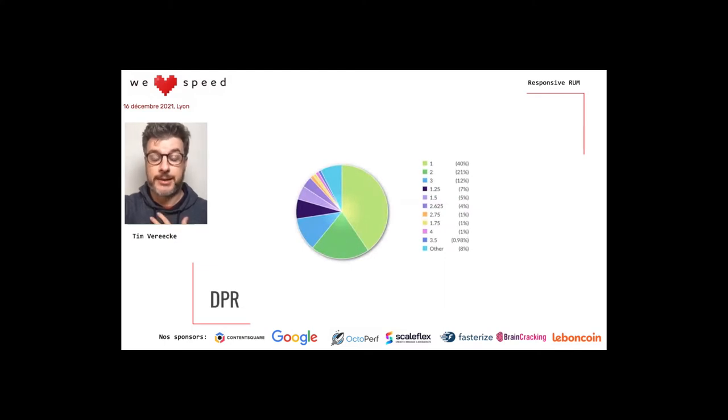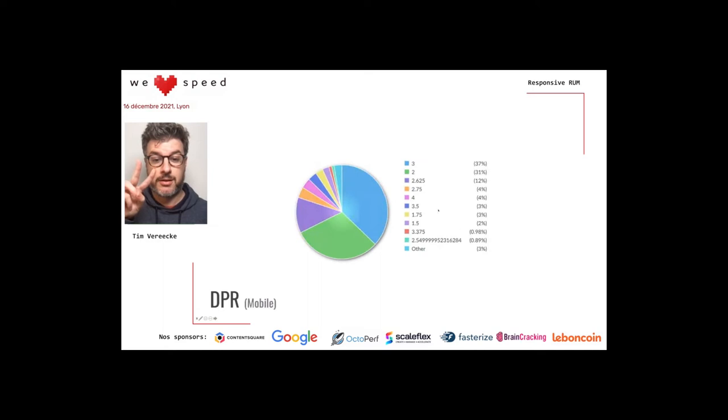This is now from my website. And what you instantly see, some familiar values like 1x, 2x, 3x, but also more special values like 1.25 or 2.625, which is a very popular Samsung phone. If we zoom in just on mobile devices, we see two things. Actually, we see one thing and we don't see a thing. The first thing is you see some very strange values like 2.54999, and there I have more examples of these very strange values. But the key thing which is missing, I don't know if you already spotted it in the list, what is missing?